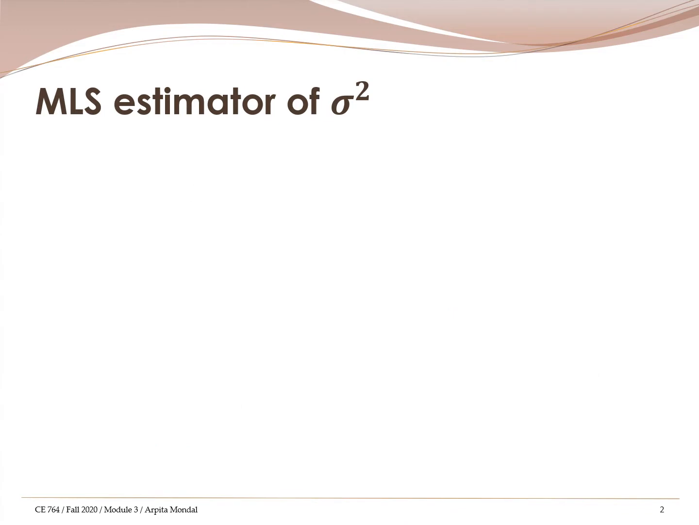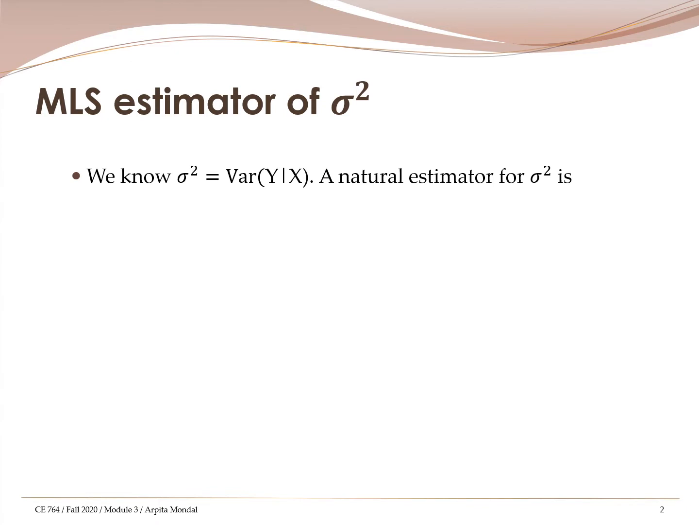Right, so far we have discussed the regression coefficients beta 1 and beta naught. But what about sigma square? That's also a parameter of this model, right? The variance of the conditional distribution of y given x. So sigma square is essentially the variance of y given x, and we can write an expression for variance. So what should be a natural estimator for sigma square? Just the variance of y given x.